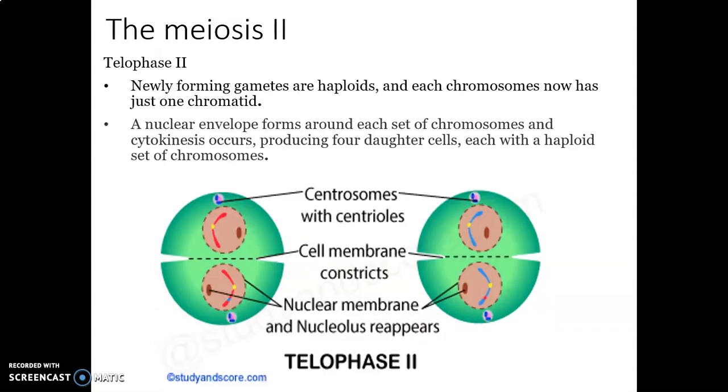Telophase 2. The newly forming gametes are haploid and each chromosome now has just one chromatid. A nuclear envelope forms around each set of chromosomes and cytokinesis occurs, producing four daughter cells, each with a haploid set of chromosomes.